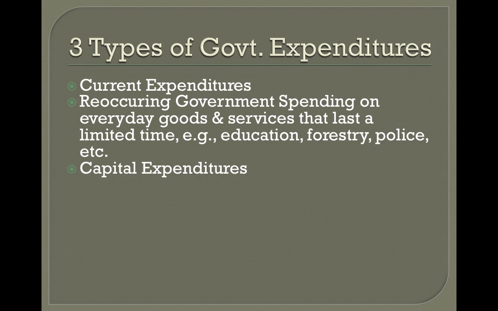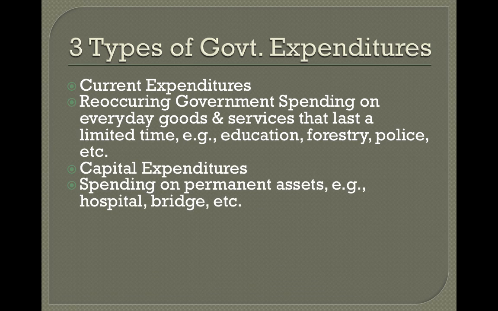The next type of spending is called capital expenditures, and this is spending on permanent assets: a hospital, a bridge, a government building, a road, a highway. This is what's considered long-term or permanent spending on resources or goods that will last more than a year. So again, the two main types of expenditures are current and capital. Just note that one is very short-term and one is much longer-term.